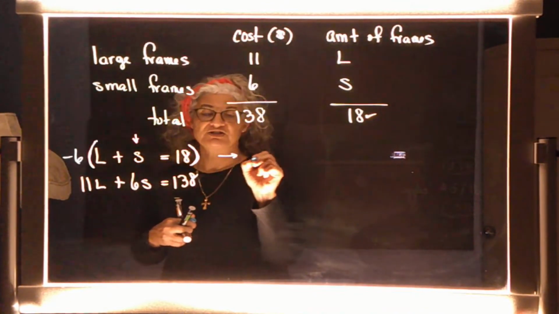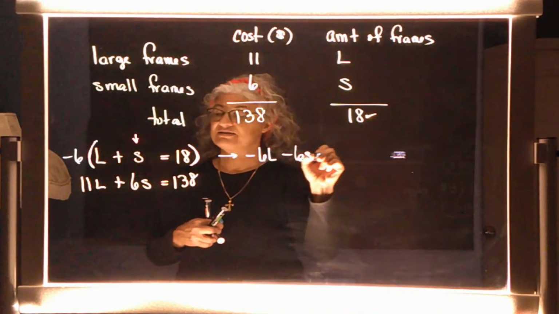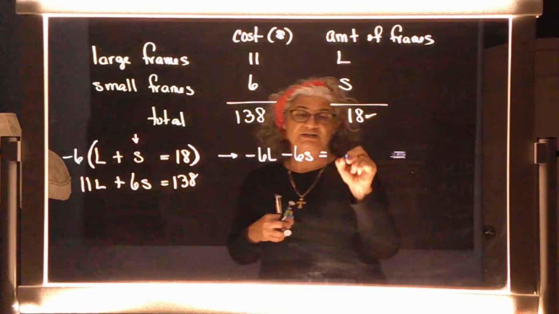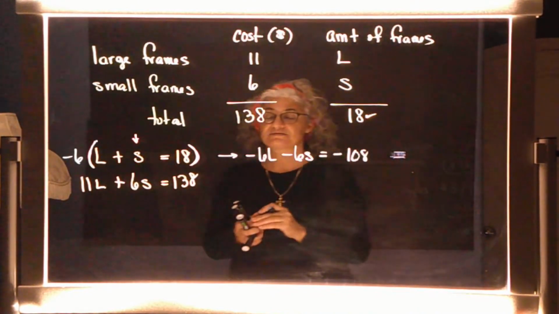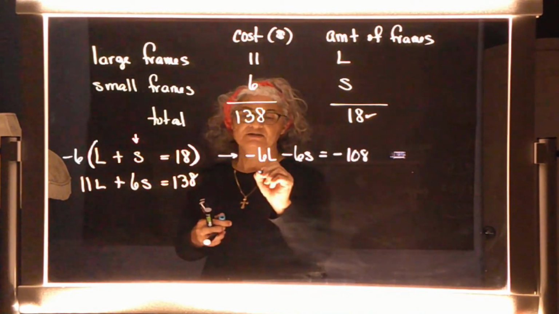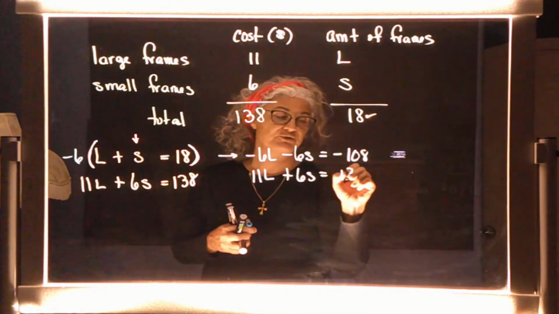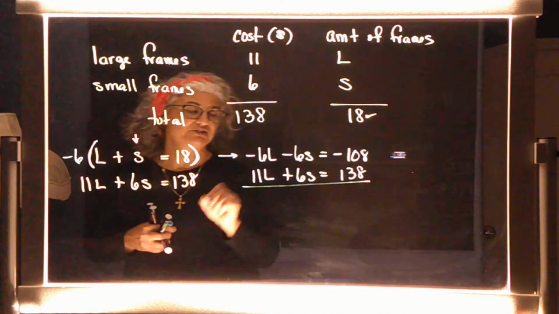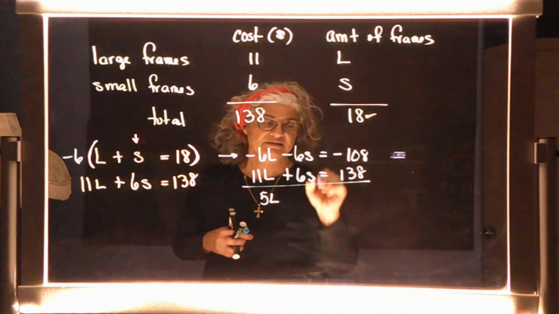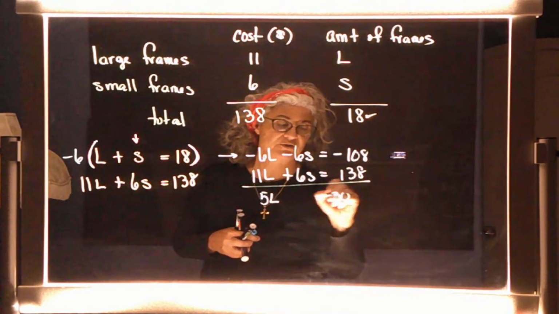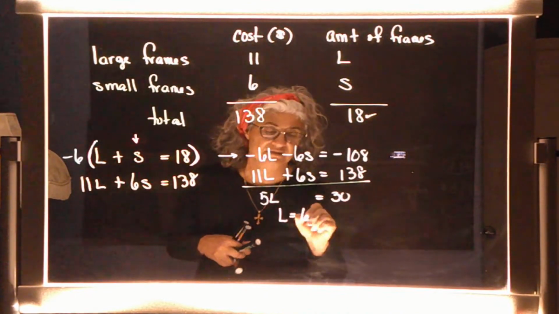So my first equation now looks like negative 6L minus 6S equals, what do you get? Negative 108. Good? All right. So then we have 11L plus 6S equals 138. We add our two equations. Good. 5L, the S's drop, equals a positive 30. Well, that was nice. So it looks like L equals 6.